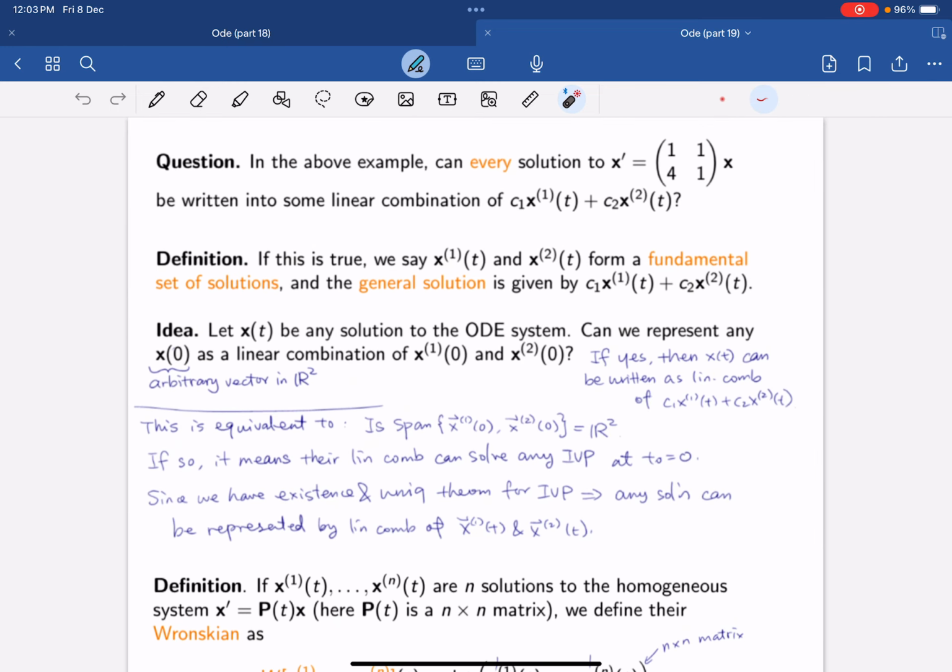So now the question is, can every solution be written as some linear combination of the two? If it is true, then we call it the fundamental set of solutions, and the general solution will be just the linear combination of x1 and x2. This is equivalent to asking whether x1 and x2 can span the whole of R2.